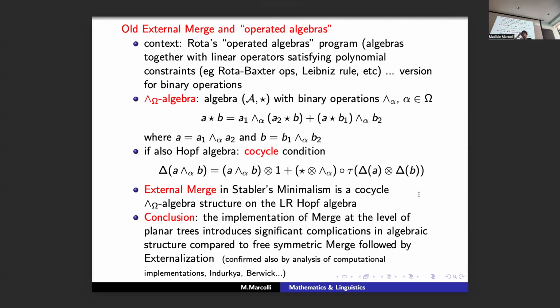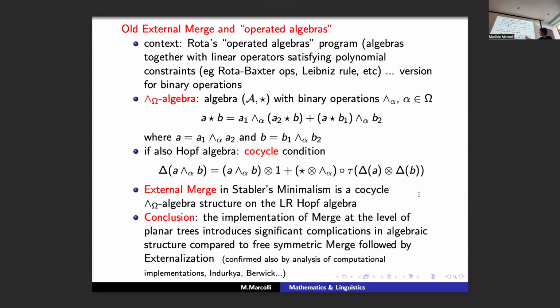And if your algebra is not just an algebra, but is a Hopf algebra, as in the case of the Loday-Ronco Hopf algebra, then in this setting one also requires that this grafting operation satisfies the cocycle condition, which is this identity here. This is how it behaves with respect to the product, and here is how it behaves with respect to the coproduct. So the coproduct applied to this merge has to satisfy this identity here, where this is the part that flips the two middle terms of this tensor product.